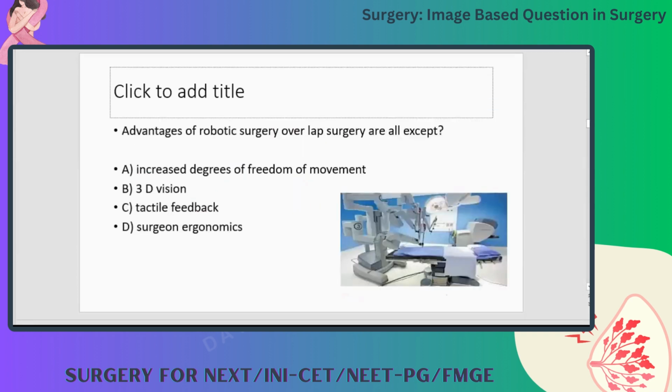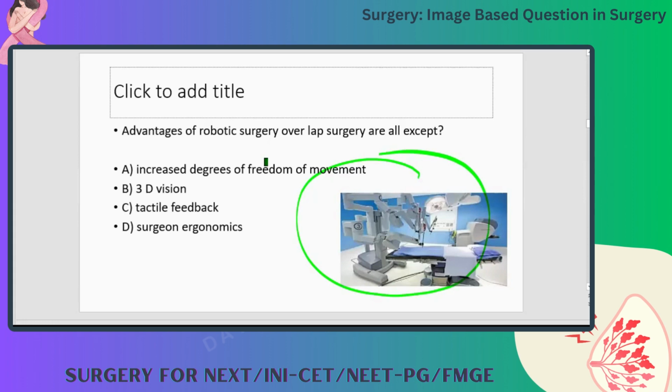What is this system? The robotic surgery. So in robotic surgery, the surgeon will be sitting away from the patient. The robot will be docked over the patient. There is a process called docking. There are multiple ports, and we place the robot inside, and the surgeon will operate from there. He will move his arms, the robotic arms will move inside the abdomen, so there is increased precision.